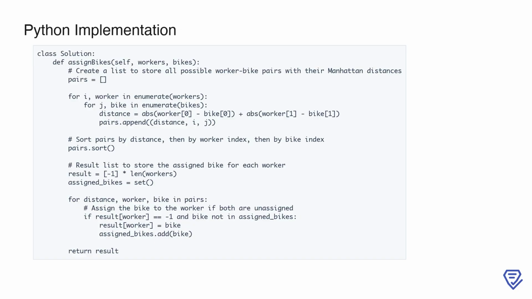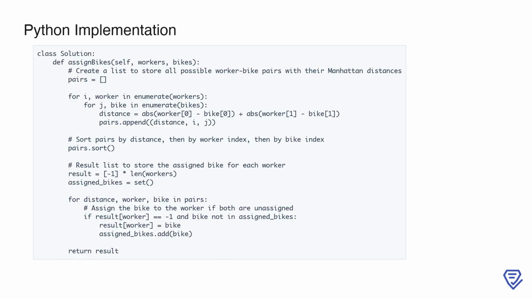The algorithm then initializes a result list with -1 for all workers, indicating that no workers have been assigned bikes initially. A set assigned_bikes is used to keep track of bikes that have already been assigned. The algorithm iterates through the sorted list of pairs. If a worker does not yet have a bike and the bike is not already assigned to another worker, the bike is assigned to the worker, and the bike is marked as used. This process continues until all workers are assigned bikes.